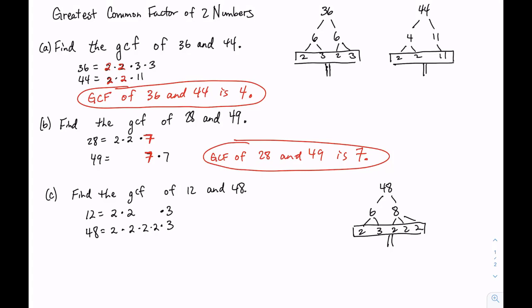So this time, what do they have in common? And we want the greatest amount of common factors. So we have 2 times 2 in common, and then we also have what? Times 3 in common. So this time the GCF of 12 and 48 is 2 times 2 times 3, which is 12.